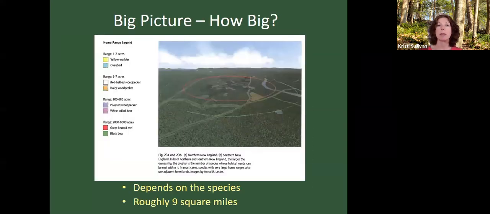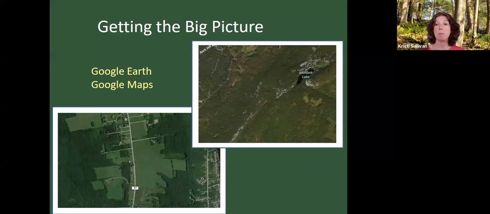When you talk about the big picture, people always ask, well, how big should I look, or how big should I be considering? And really, it depends on the species. You may have some songbirds, for example, that have a small territory and don't use much area. Or you might have something like an owl, which requires a larger territory and spans a great deal of distance. It does depend on the species, but if you consider roughly 9 square miles, that's a good rule of thumb. You can look at an area this size very easily these days.